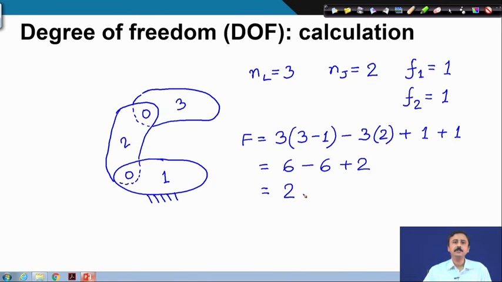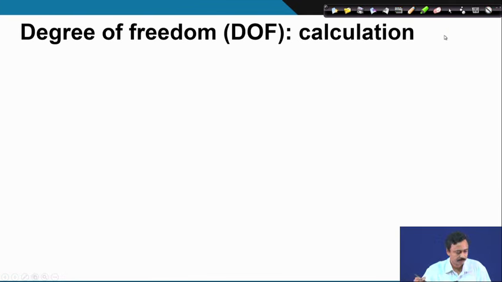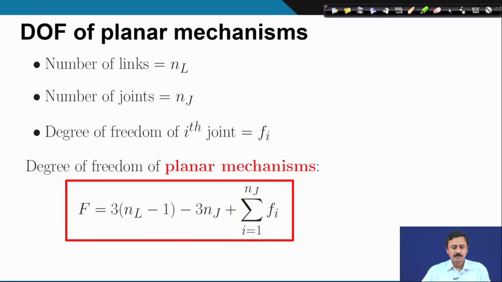Now, this can continue, you can extend it in the planar case, in the spatial case. So, let me show you how. This is the formal way we have derived the degree of freedom calculation. So, if the number of links is NL, number of joints is Nj, and the degree of freedom of the ith joint is Fi, then the degree of freedom of a planar mechanism is 3 times (NL minus 1) minus 3 times Nj plus summation of degree of freedom of individual kinematic pairs.